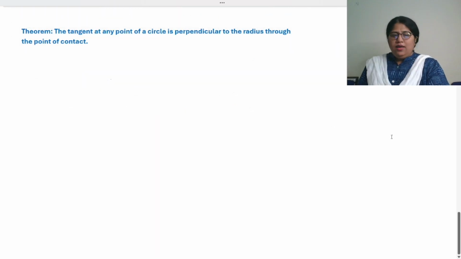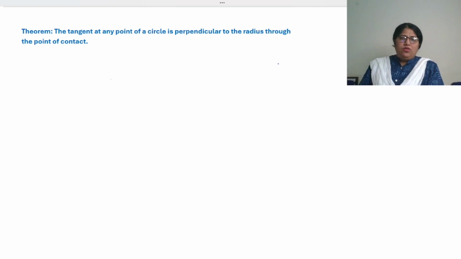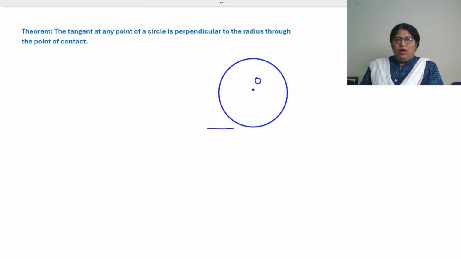So let us see how we are going to prove that the tangent at any point on a circle is perpendicular to the radius through the point of contact. First let us draw a circle. If I draw a circle here, take the center, and draw a tangent XY which is touching the circle at point P, right?